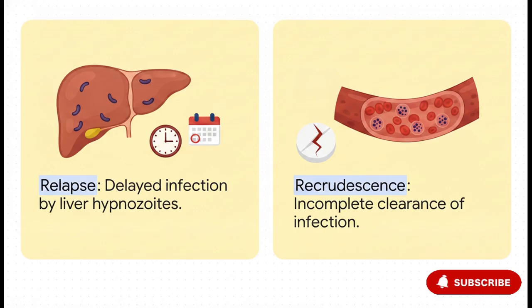Recrudescence, on the other hand, is a failure to completely clear the blood stage infection. This is often because of drug resistance or a weak immune response. The parasites basically just rebuild their numbers. This distinction is absolutely huge in the real world. If a patient gets sick again, doctors really need to know, did dormant liver parasites just wake up, or did our medication just fail to clear the blood? It completely changes how you treat them.